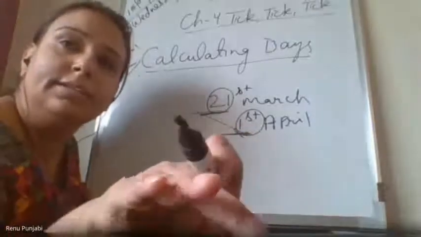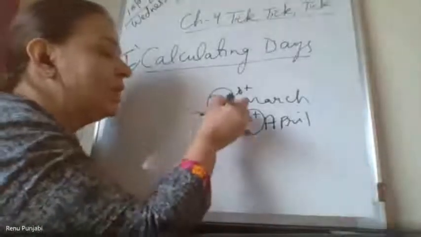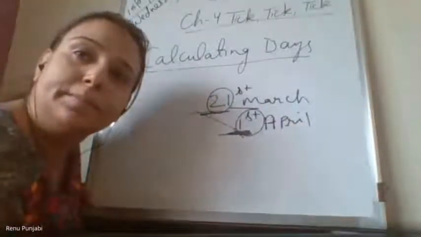Clear? If it asks how many days are between, then we do not count 21st March and 1st April. You will not count 21st, you will not count 1st April. You will count only the number of days between. Okay.